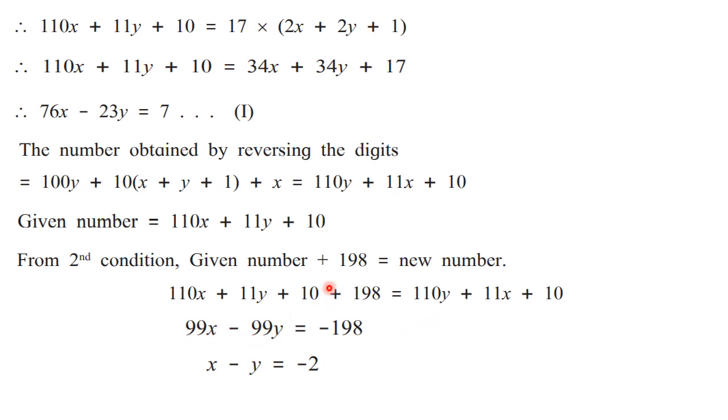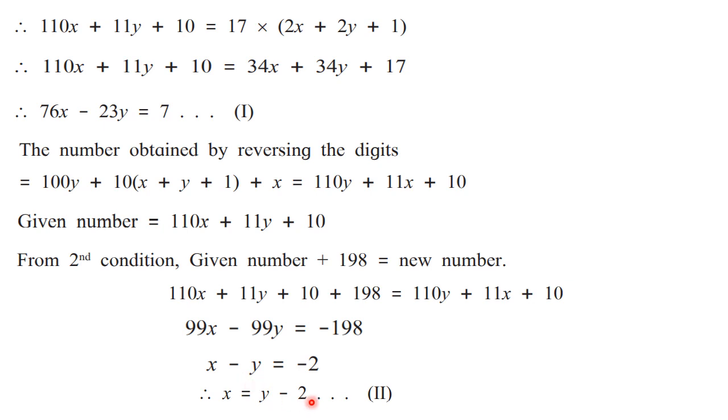And see here, this 10 and this 10 you can cancel from both the sides. So this plus 198 shifted to the right hand side became minus 198. And this equation is divisible by 99. So both the sides are divided by 99 and we got the new equation as x minus y is equal to minus 2. Okay. Now you can solve these two equations and you can get values of x and y. Okay. So let us see how they are solved.